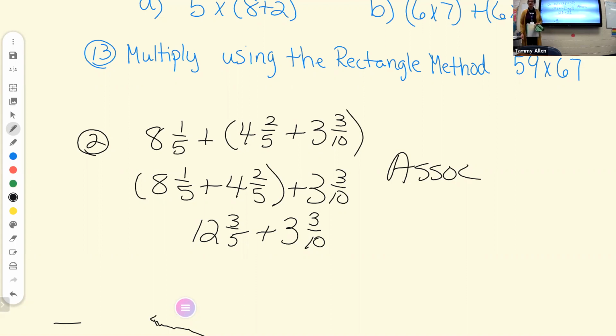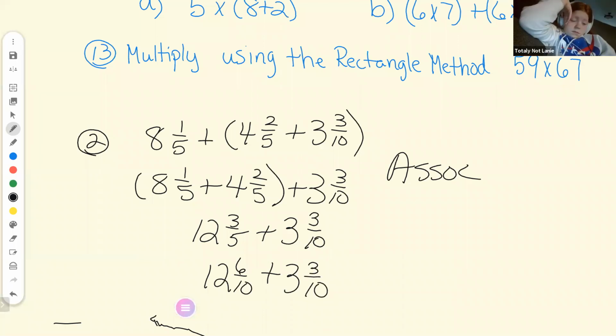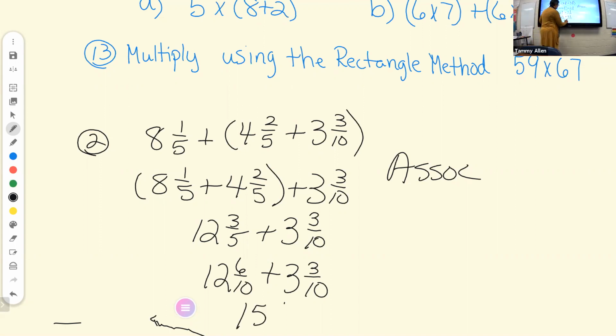What's the common denominator here? 10. 3/5 becomes how many tenths? And of course, you would have done that off to the side, right? And 12 and 6/10 plus 3 and 3/10 is 9/10 in lowest terms. Yes. So we, of course, would circle that.